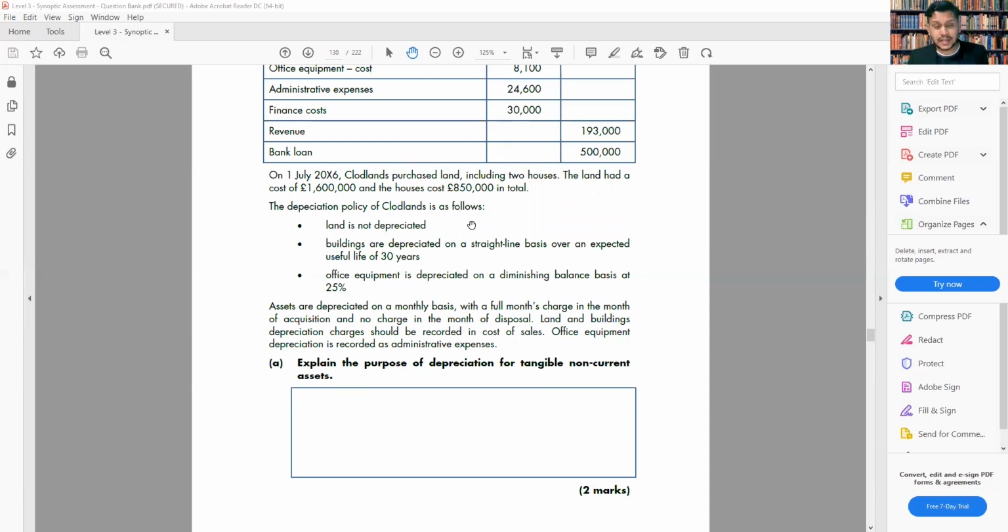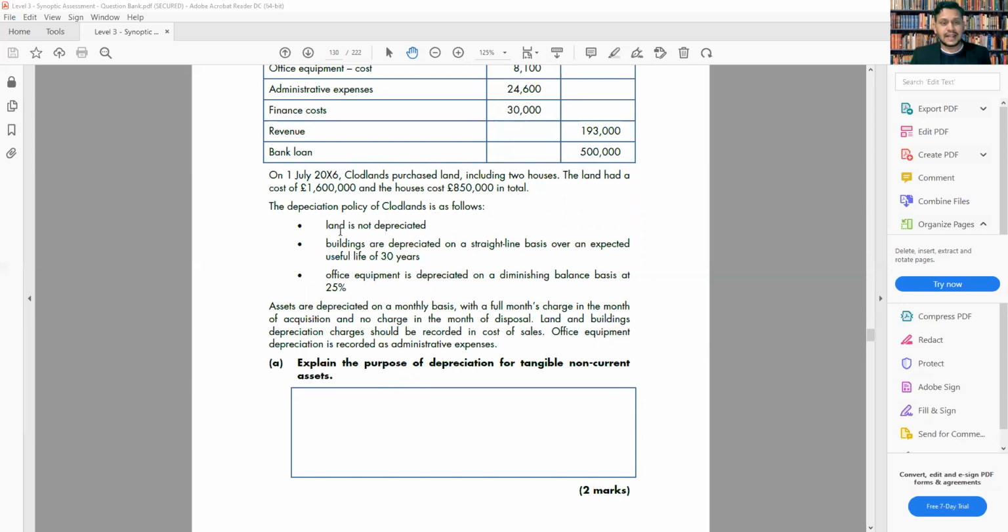The reason they make it separate is because the land will not have any depreciation. Remember that land is never depreciated. Land always has appreciation. So the value of the land always increases, never goes down. On the other hand, the building or any other asset, we do the depreciation so that the value goes down. The depreciation policy of Code-Land is as follows.